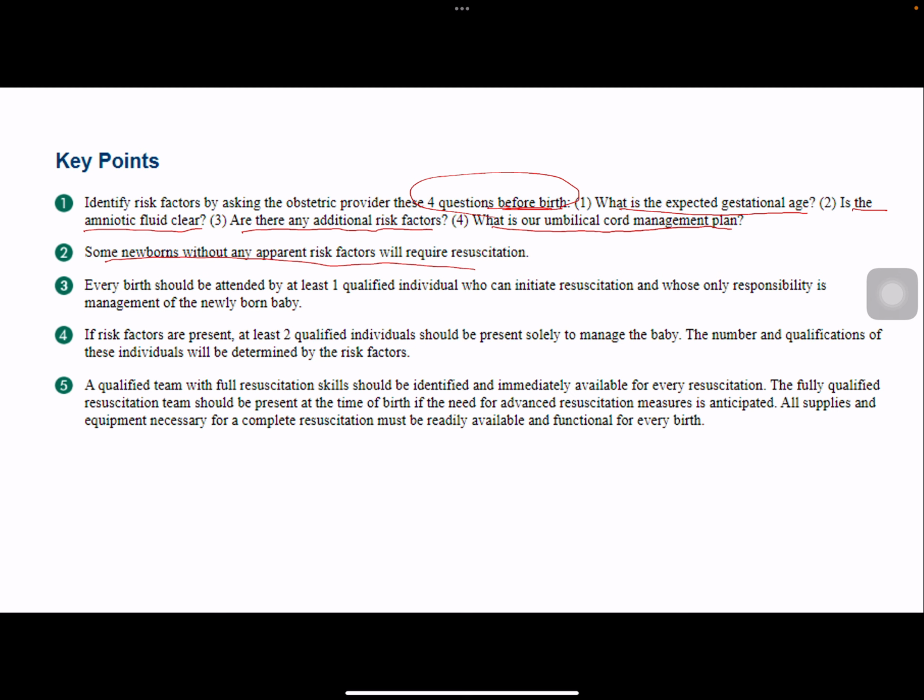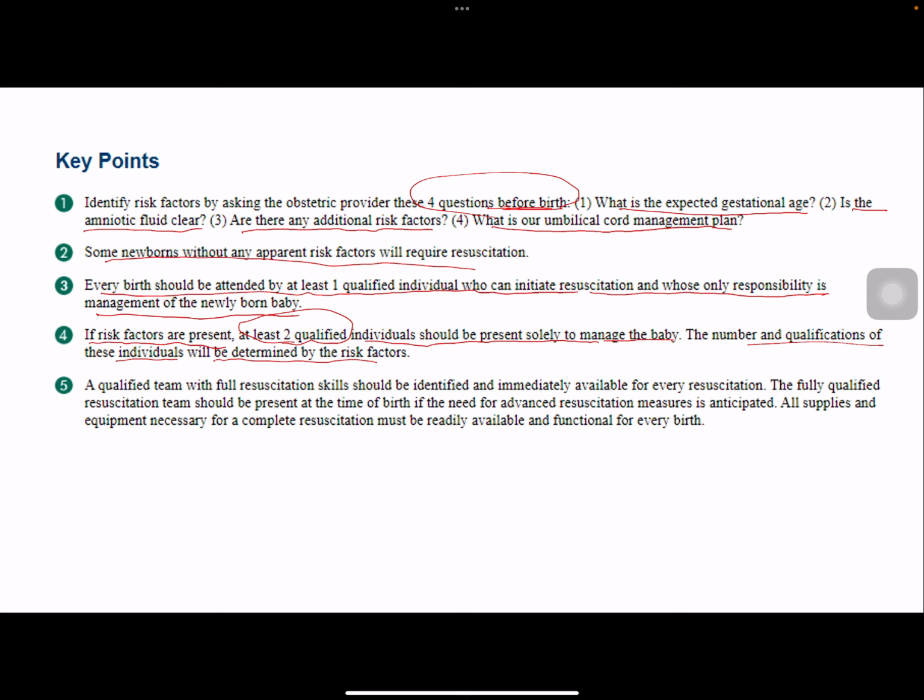Every birth should be attended by at least one qualified individual who can initiate resuscitation and whose only responsibility is the management of the newly born baby. If risk factors are present, at least 2 qualified individuals should be present solely to manage the baby, and the number and qualification of these individuals will be determined by the risk factors.